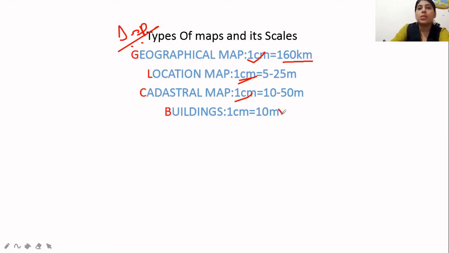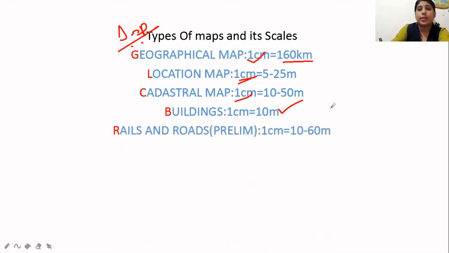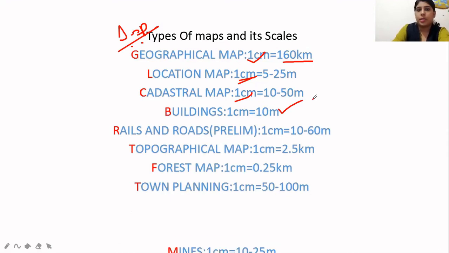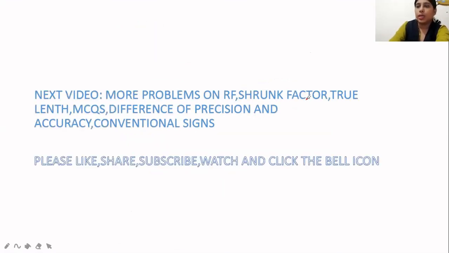Building, we use 10 meter. Then rails and roads, 10 to 16 meter. Then topographical map, as it is slightly larger, 2.5 kilometer. Then forest map, it is 0.25 kilometer. Then town planning, 50 to 100 meter. Then the last, mines. Mines is 10 to 25 meter. So this is related to the MCQ question. So just learn it clearly by heart.